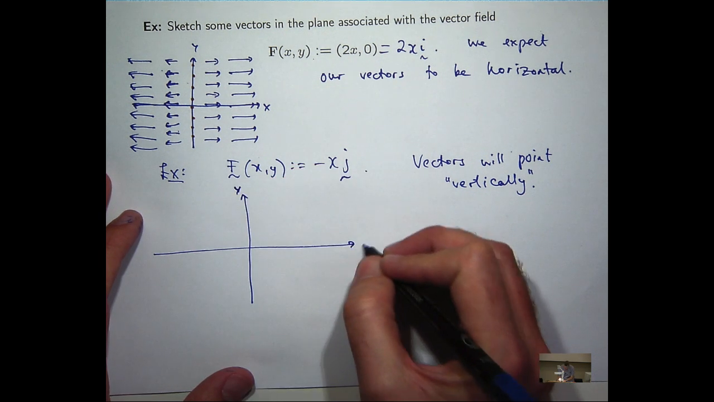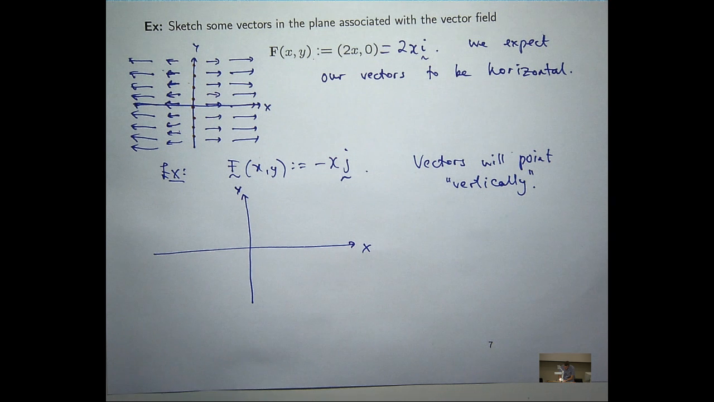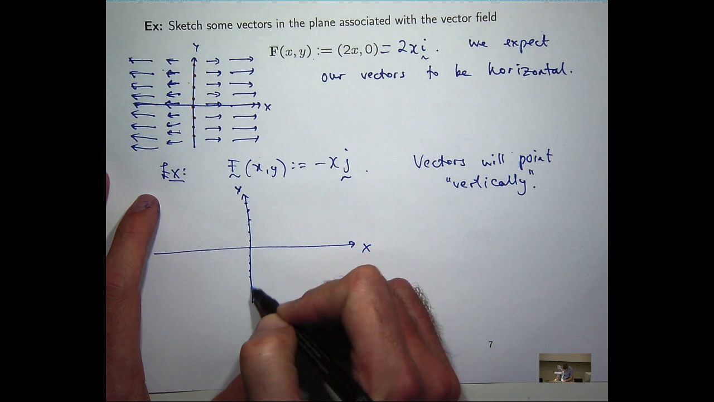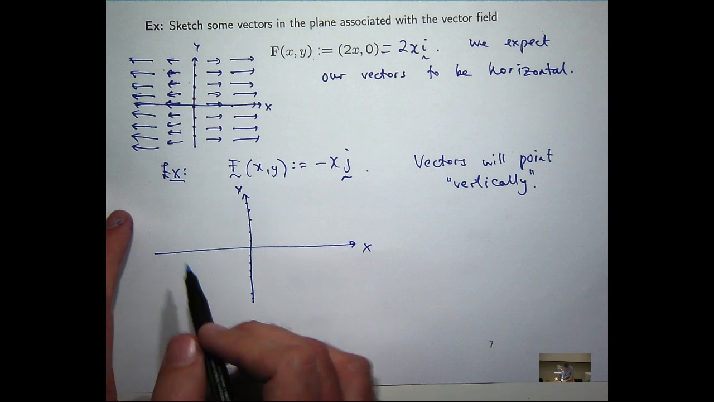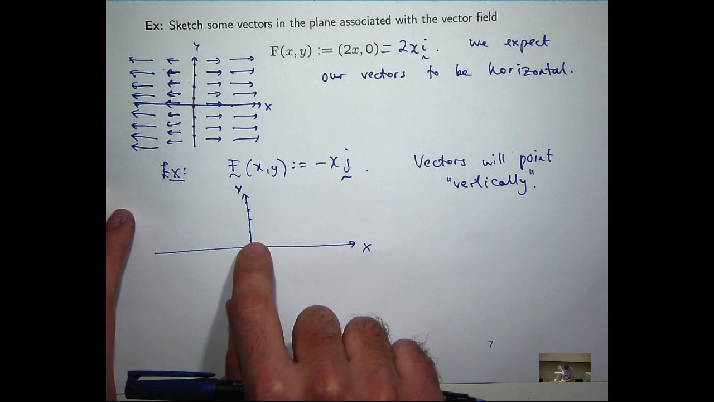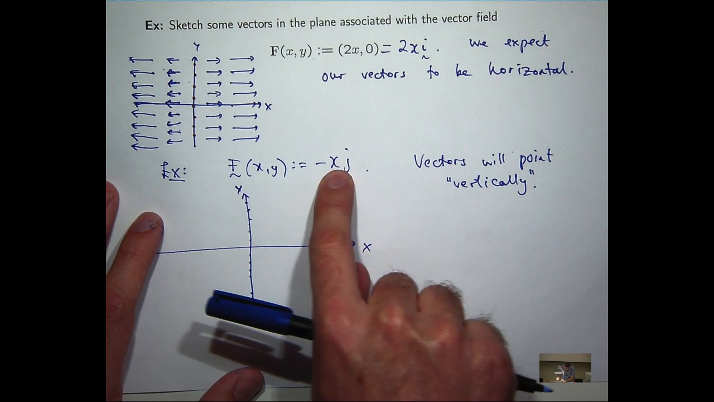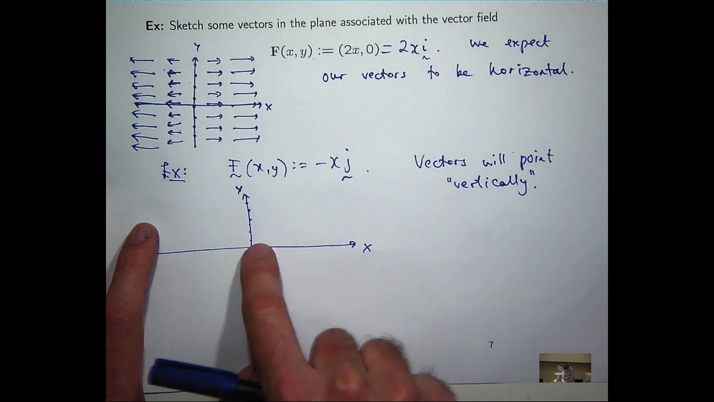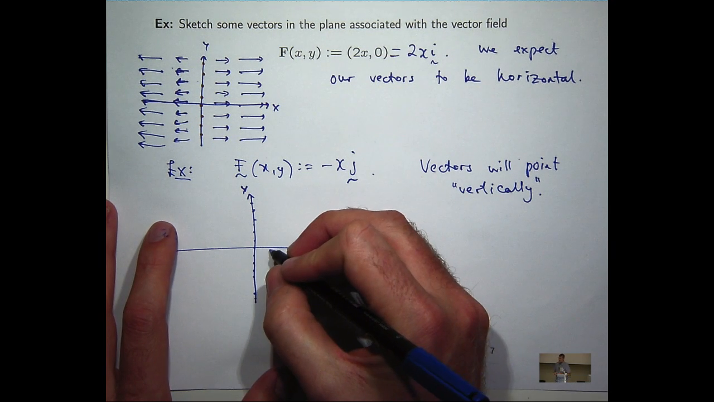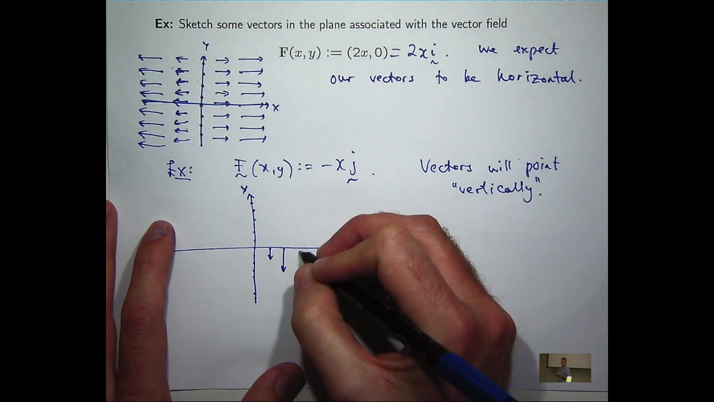Okay, so when x equals 0, what am I going to get? Well, I'm just going to get 0. So along that axis, I don't have anything. Let's look along the x-axis. What's going to happen? Well, if I move this way, for x positive, this is going to be something like minus 4j, minus 5j, minus 6j, etc. Okay? So the vectors on this side will point down.